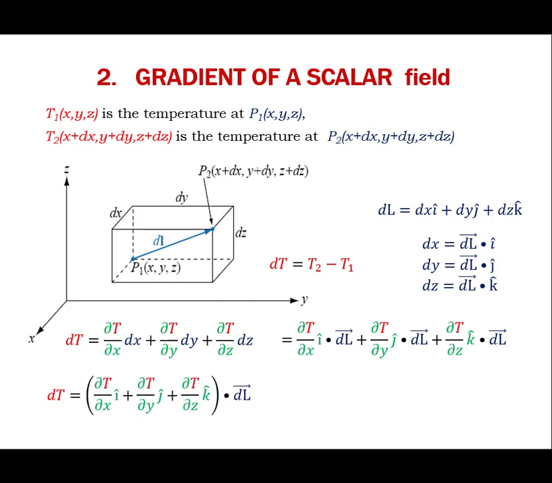Here, the second term, dl, is the displacement vector. So the first term must be the rate of change of scalar field temperature with respect to the position. This term, which looks like a vector quantity because it contains i cap, j cap and k cap, is known as gradient of scalar field T and is written as this. This symbol is pronounced as del operator.